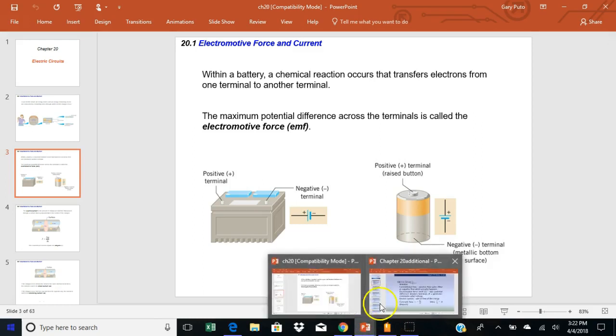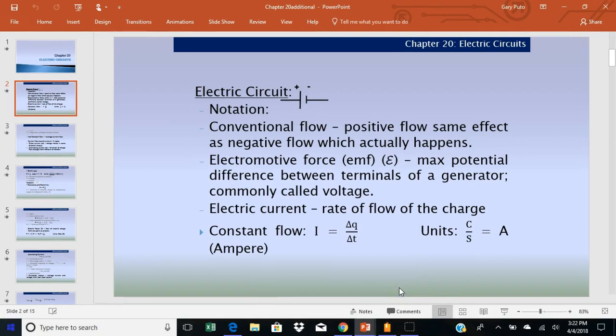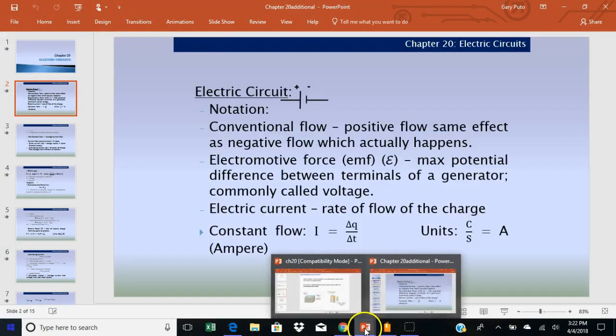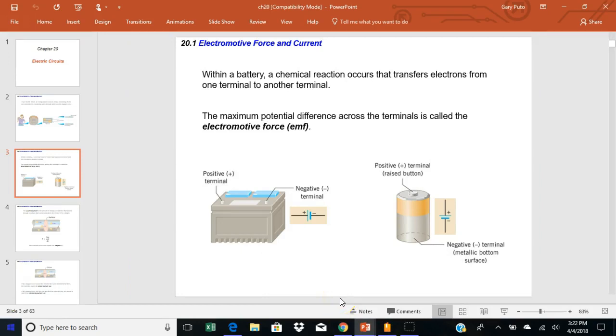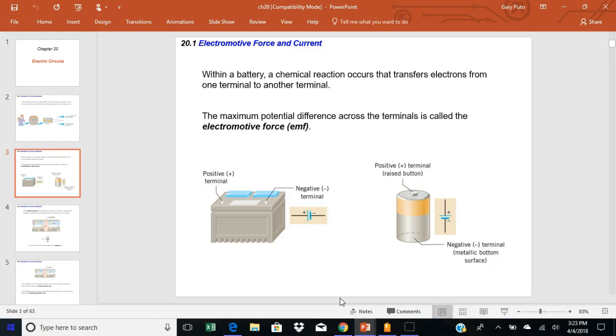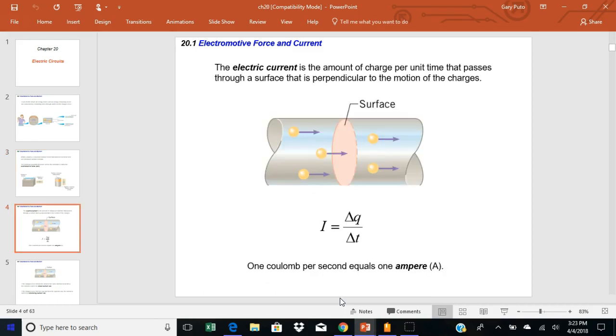And the notation for a battery, you can see it there. It's a long line for the positive and a thicker line for the negative. That's how you represent a battery in an electric circuit diagram. Because of these plus and minus charges, that's why electric potential difference exists. Like I said, voltage: you've got a 12-volt battery, 1.5-volt flashlight batteries.